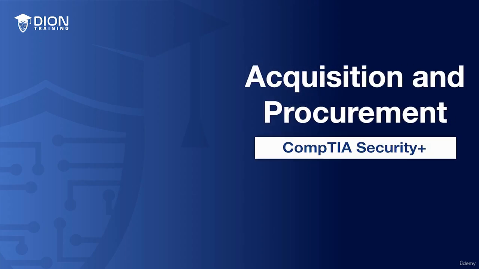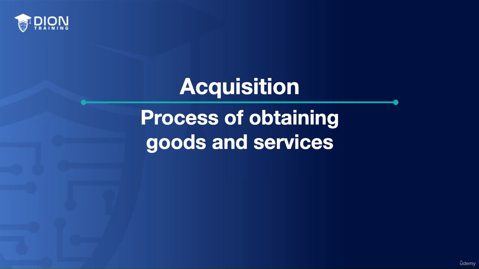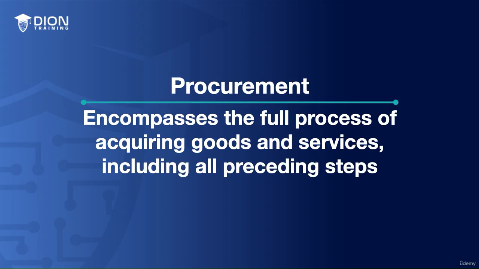In this lesson, we're going to cover the topic of acquisition and procurement. Now, acquisition and procurement are terms that are often used interchangeably, but they do have distinctly different meanings that you really need to understand. Acquisition is simply the process of obtaining goods and services. By procurement, on the other hand, we're referring to the entire process of sourcing and obtaining those goods and services, including all the processes that lead up to the actual acquisition.